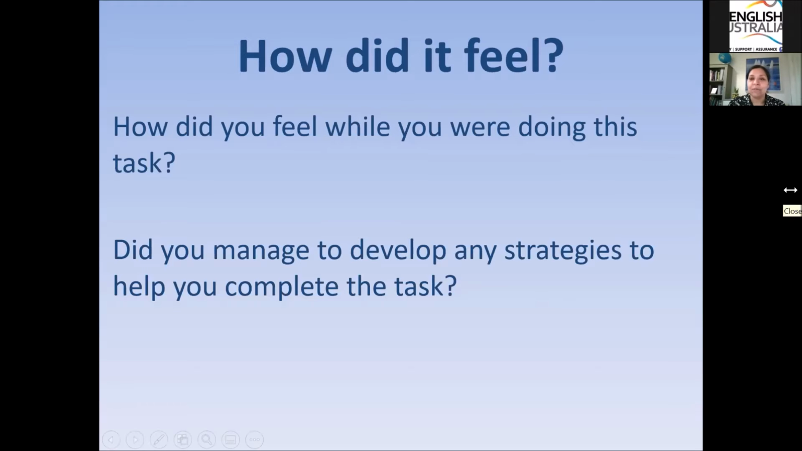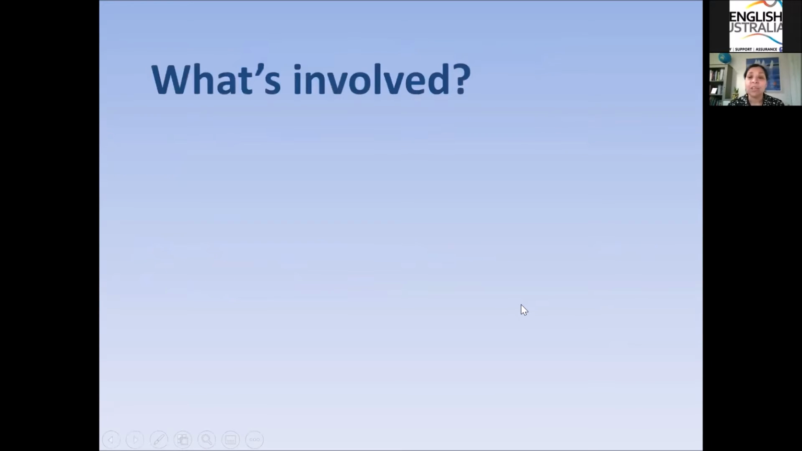These are things that we can perhaps look at. Yeah, this is what happens. So you do develop your own strategies when you come across something that's a little bit more difficult, perhaps, or unfamiliar, or you're struggling with. So we're going to be looking a little bit more at that a bit later. So let's look at what's involved.